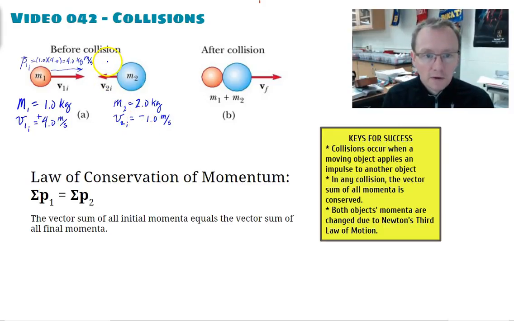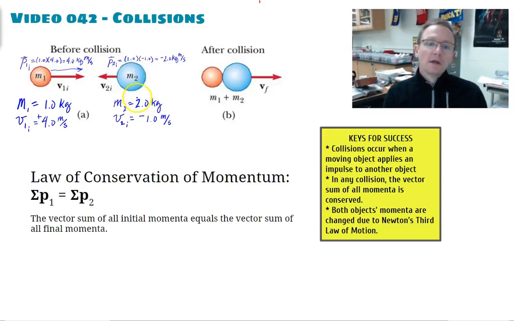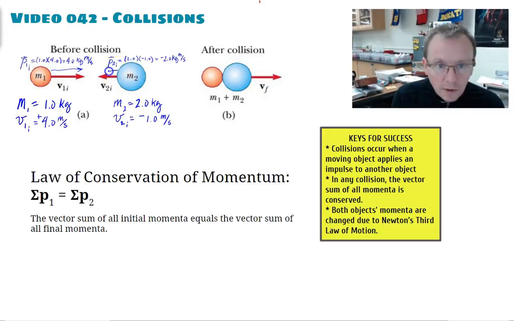And so if I go ahead and do this here, I end up with a momentum, that's a vector, for object 2 in the initial state that's equal to its mass, 2.0, times its velocity, which is negative 1.0. And so as a result, I end up with a momentum that is negative 2.0 kilogram meters per second. So if I wanted to, I could draw it out like so. That would be the momentum vector.